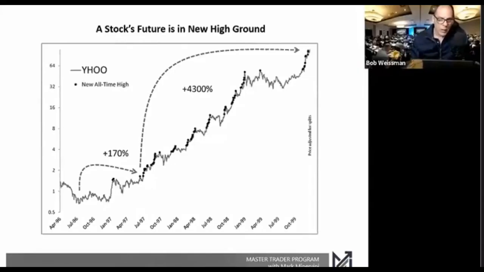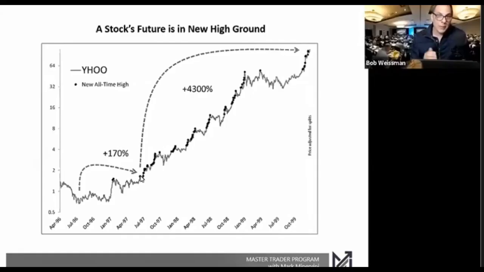So a stock's future is in new high ground. And even if you were to buy a stock, let's just say you were able to pick the exact low after a stock dropped, let's say 50%, right? It gets really clobbered in the bear market. It's down 50% and you buy it right at that low. Okay. And then it comes all the way back to where it makes a new all-time high. So if the stock went down 50% off its high and you picked the absolute low, what percentage would you make if it went back to the old high? 100%. You would double your money, right?